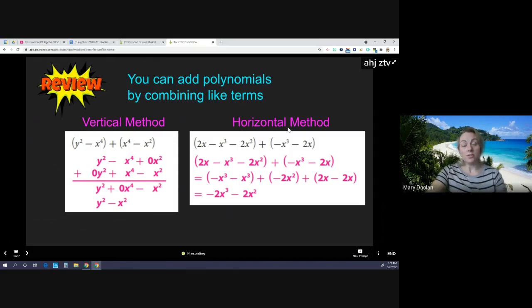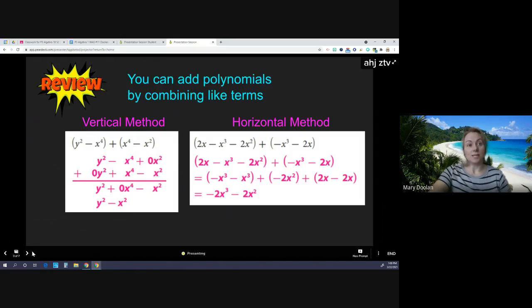We also learned the horizontal method, where you have a polynomial and another polynomial, and then you rearrange all the pieces so that the like terms are together in a group of parentheses. So the 2 x cubed terms are here, the 1 x squared term is here, and the 2 x terms are here. Like terms in polynomials have the same variable and the same exponent on the variable. That's how we can combine and simplify them. You can use any of these methods.